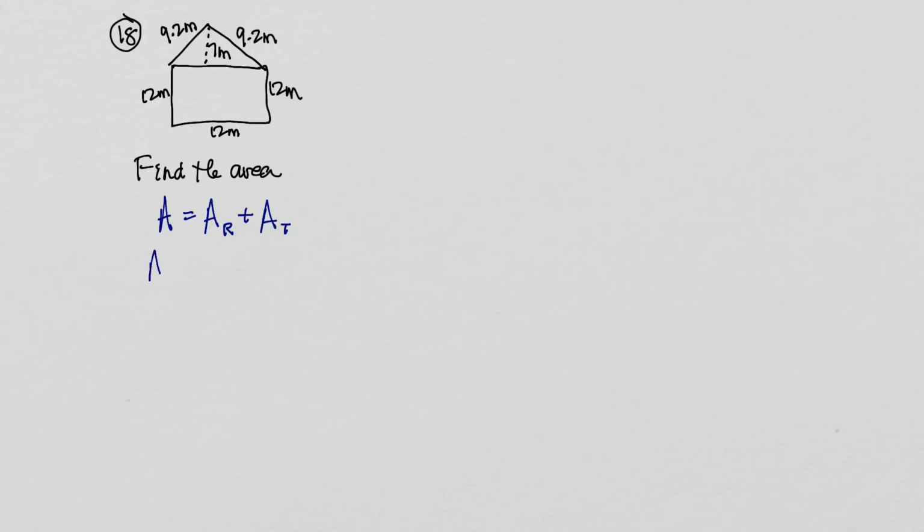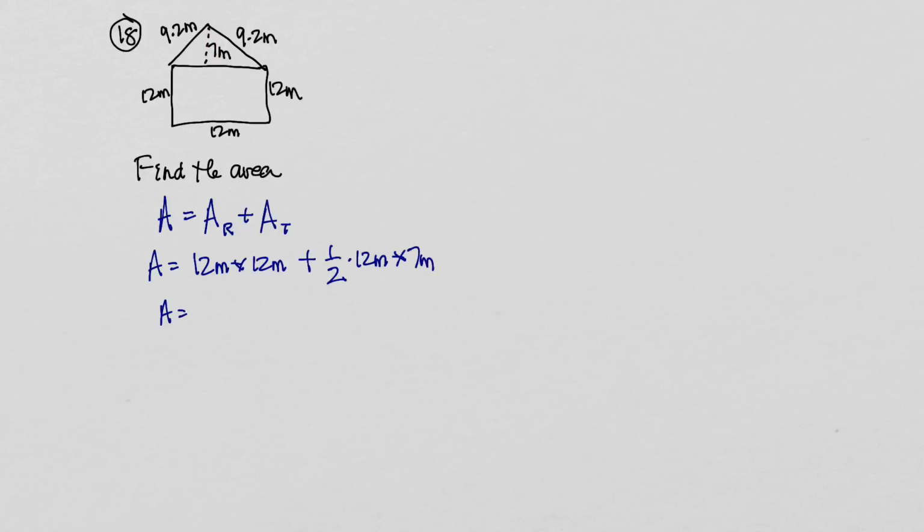So the area of the rectangle is going to be the length times the width. That's just going to be 12 meters times 12 meters, plus, now we've got a triangle. This is going to be 1/2 the base times the height. Now, what's the base? Here's the base. That's just this side right here, that's a 12. So 1/2 times 12 meters times the height. And the height is right here. That's 7 meters.